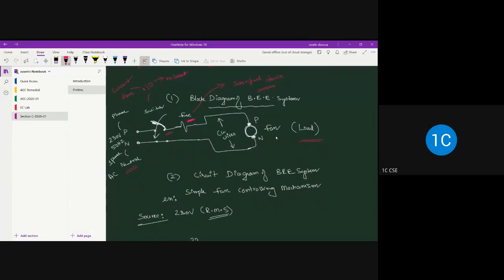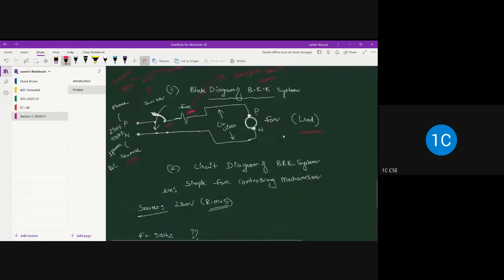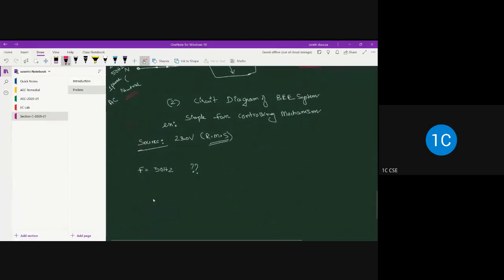Any doubts in this? No, sir. The same concept you can apply to any other system. In place of fan, what you will have is a television. In place of fan, you may have your light connected. The circuit diagram remains the same, only the load keeps on changing. Okay, fine. So we have proposed a basic block diagram of a basic electrical system.